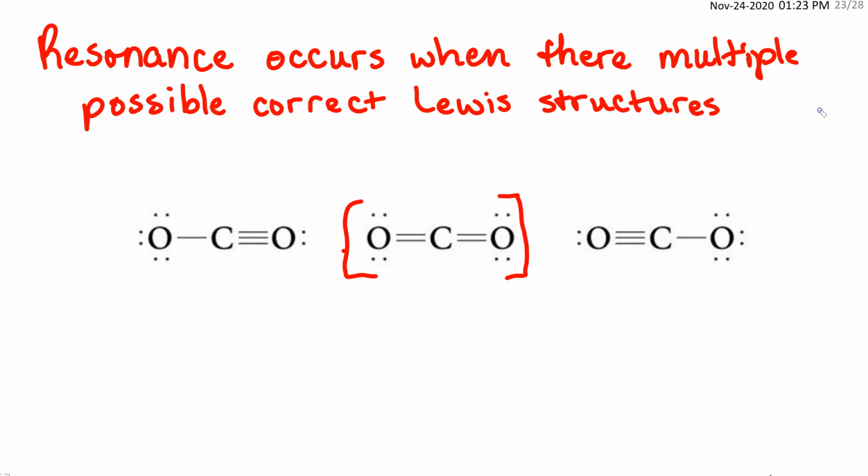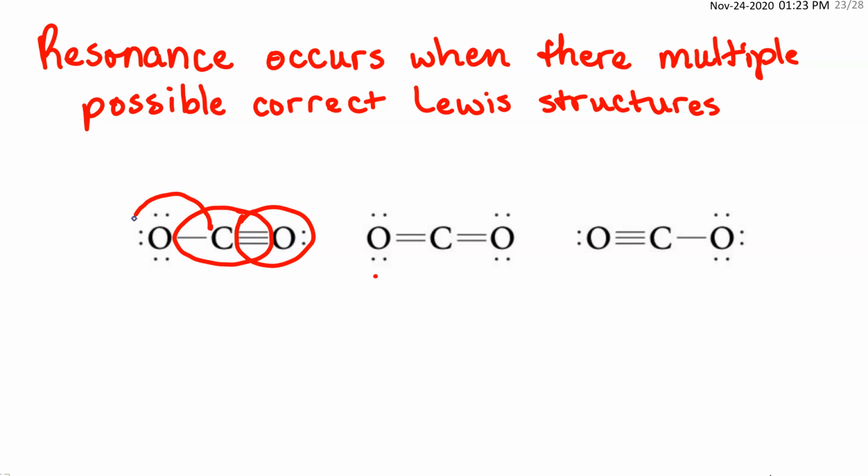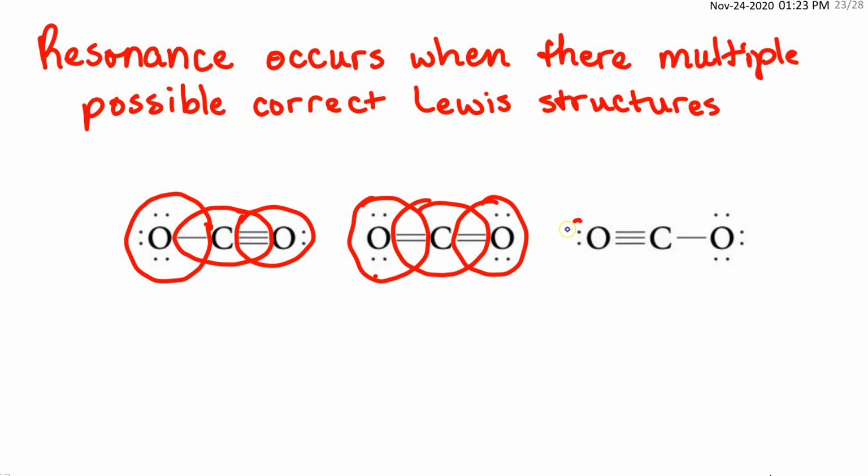Now, we're not going to draw resonance structures because there are a couple of rules that go into drawing resonance structures that we're not going to talk about. But I wanted to talk about the fact that they exist. And we know that each of these are correct because all the atoms involved have their octets. So if we find a structure that has multiple correct Lewis structures, that means the molecule is capable of something called resonance.